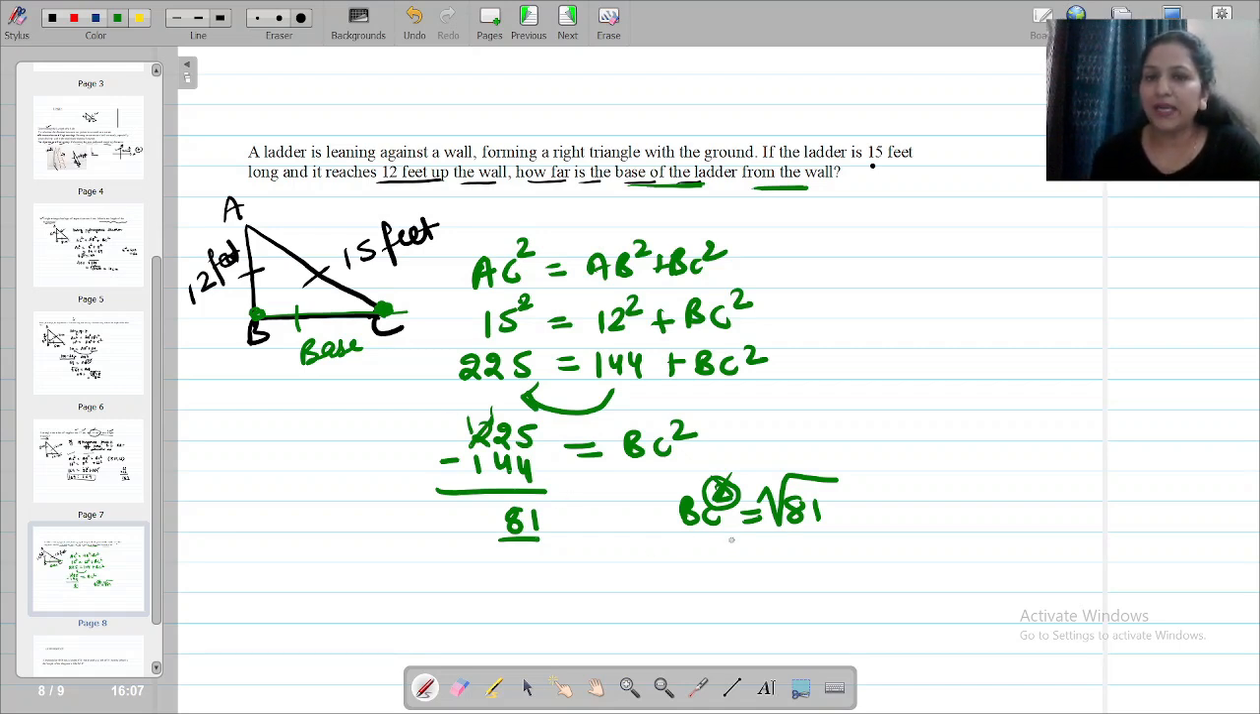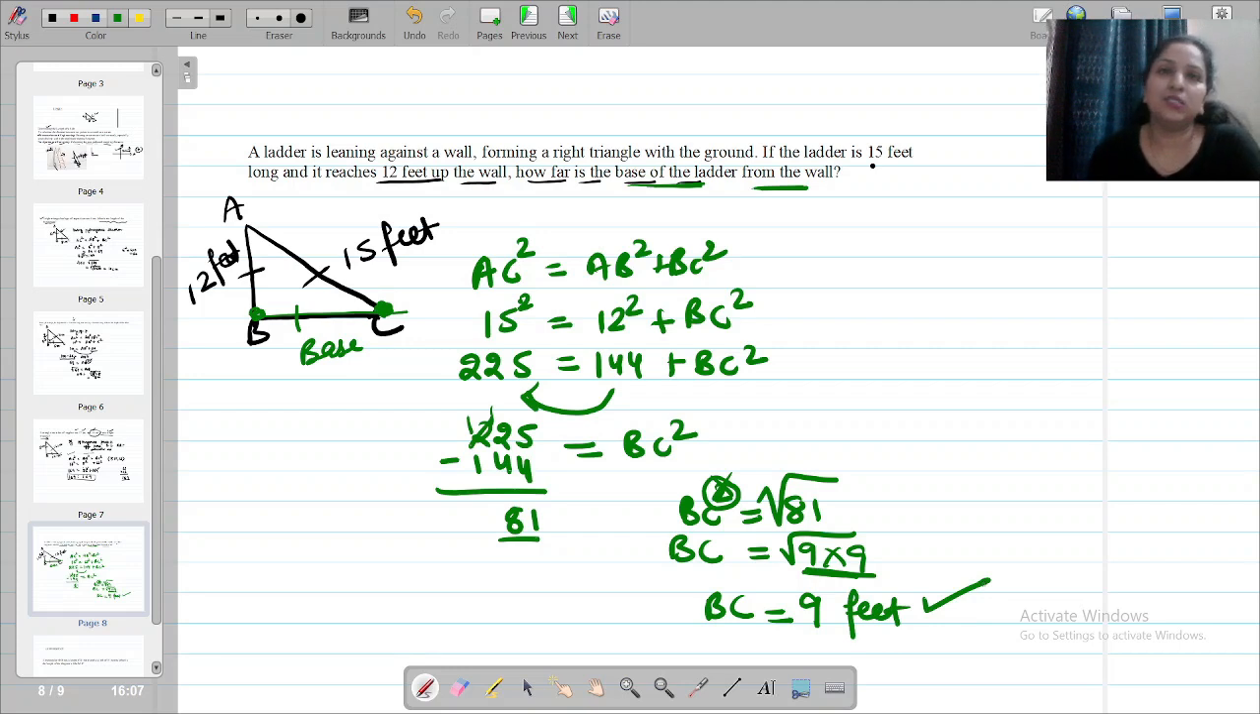So can I write it in this manner under the root 9 into 9? And what did I say? If under the square root, two similar numbers are there, only one number comes out, rest everything gets cancelled. So what is the value of BC here? That is 9. Ensure to write the unit also here. Every other thing is given in feet. So your answer BC is equal to 9 feet and that's your answer.